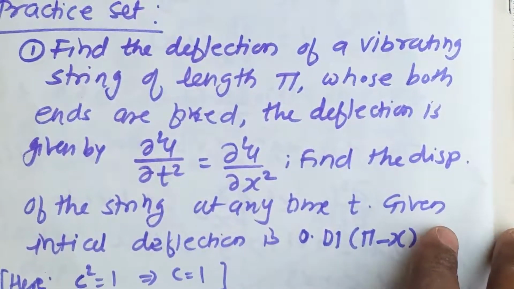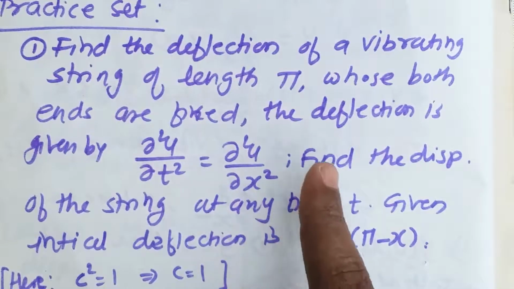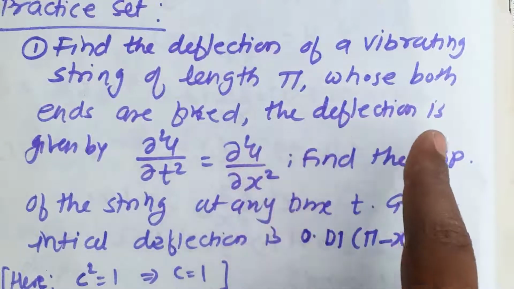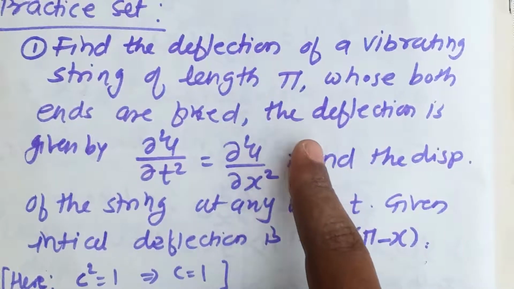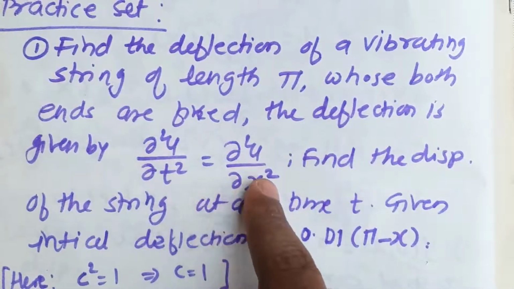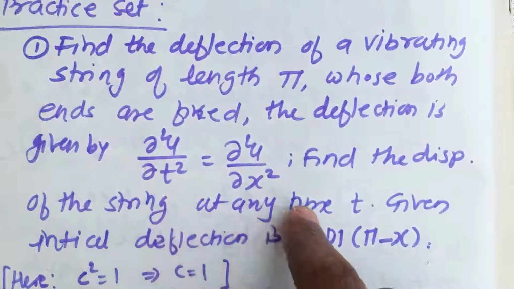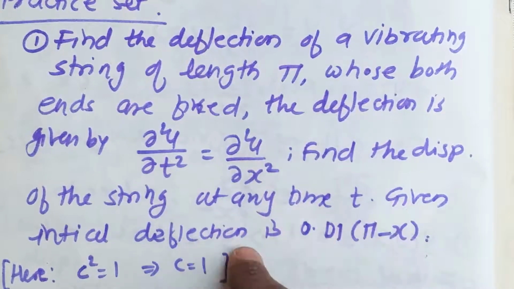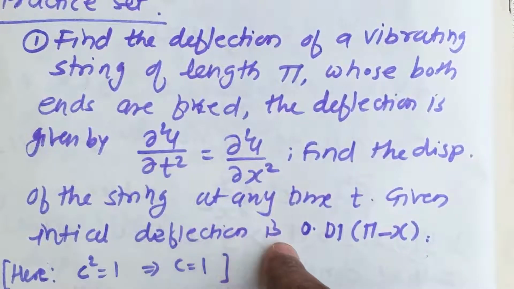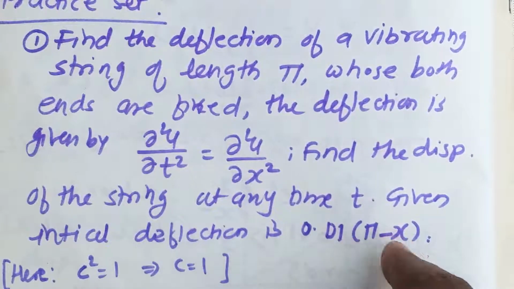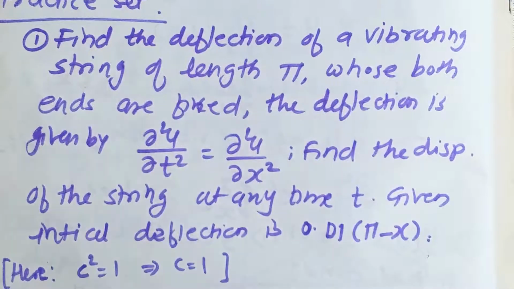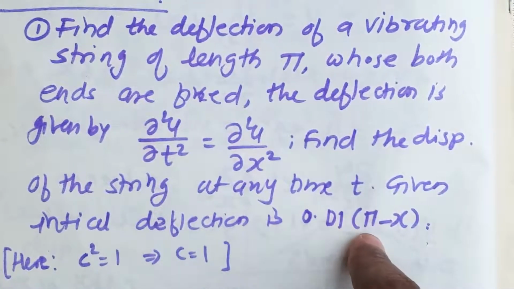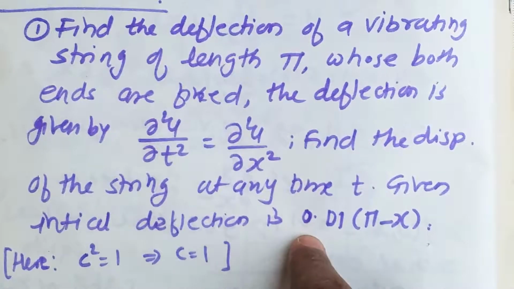Find the deflection of a vibrating string of length pi, the length is pi instead of L, whose both ends are fixed, and the deflection equation is directly given. Find the displacement of the string at any time t. Given initial deflection is 0.01 into pi minus x. So this is the value of y at t equal to 0. This value is a function of x, and velocity is 0 in this problem.